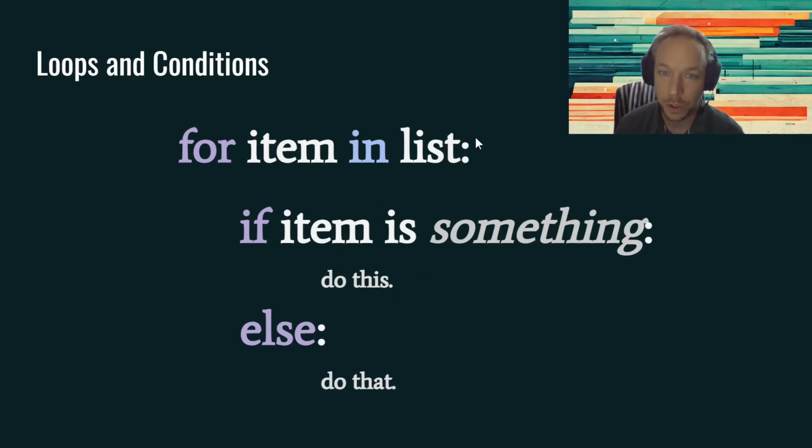Really important that we have these two colons at the end. After the colon, we'll start the next line on an indentation, but we need to have either 2 or 4 spaces, and we need to maintain a consistent indentation. So we're going to go for item in list. If item is something, we'll do this. Else, if something else happens, we'll do that. So this allows for a lot of flexibility.